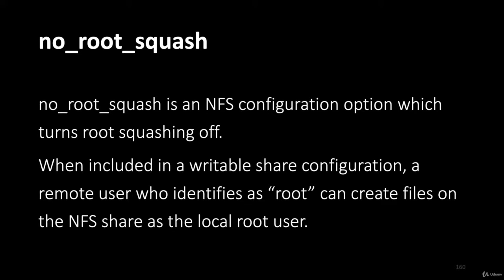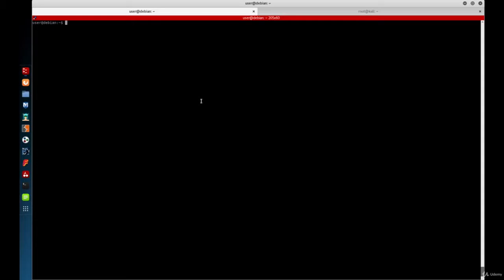no_root_squash is an NFS configuration option which turns root squashing off. When included in a writable share configuration, a remote user who identifies as root can create files on the NFS share as the local root user.